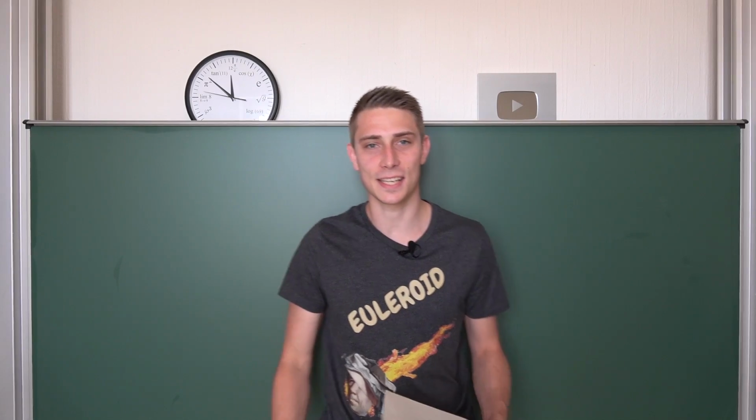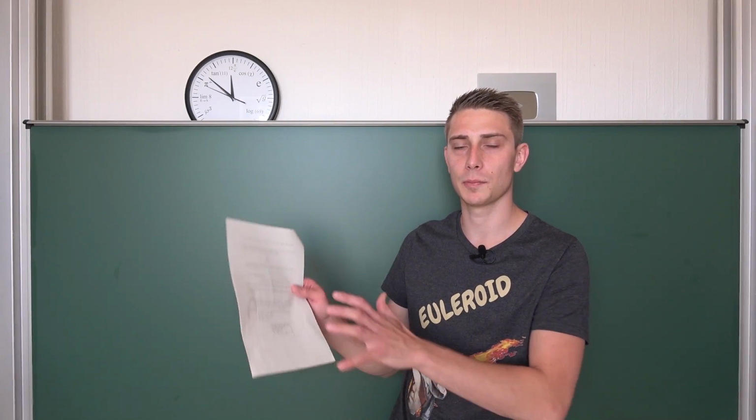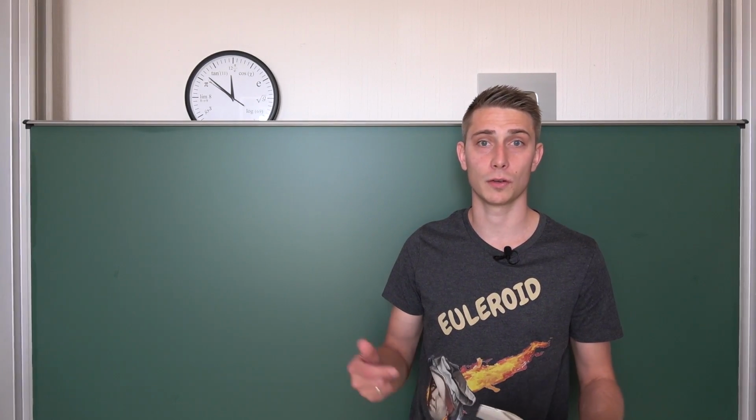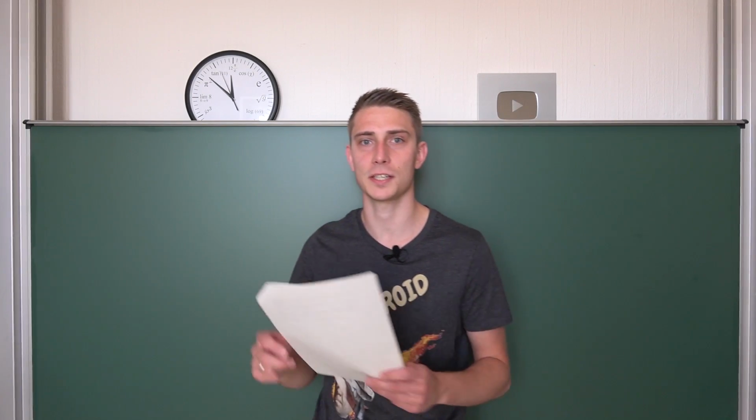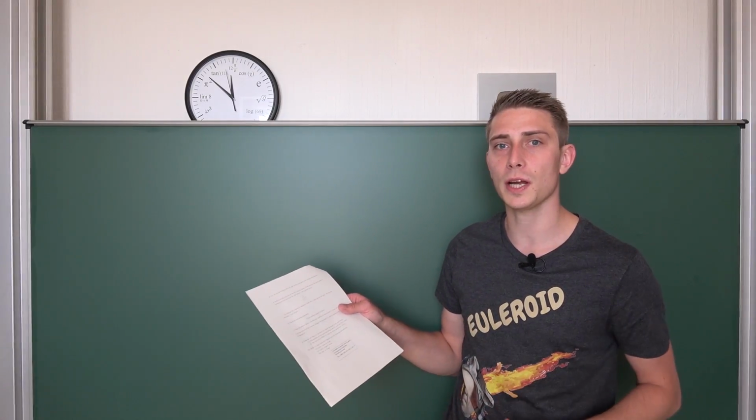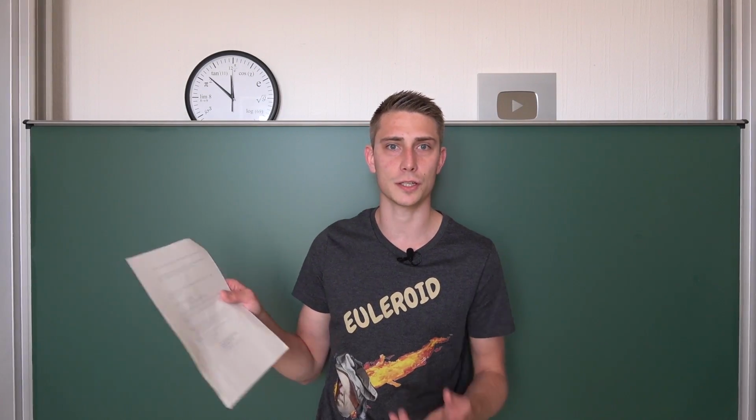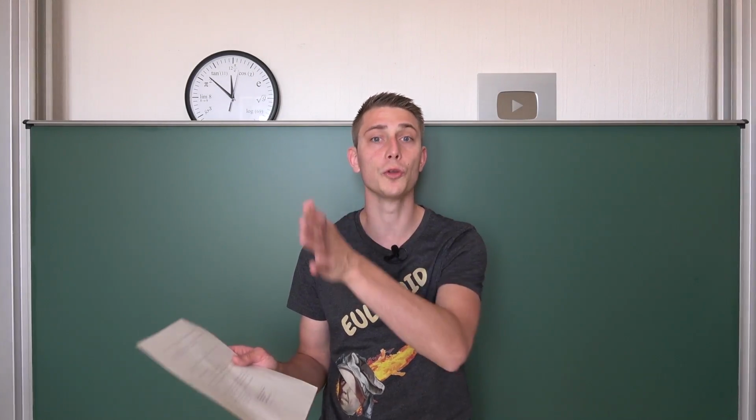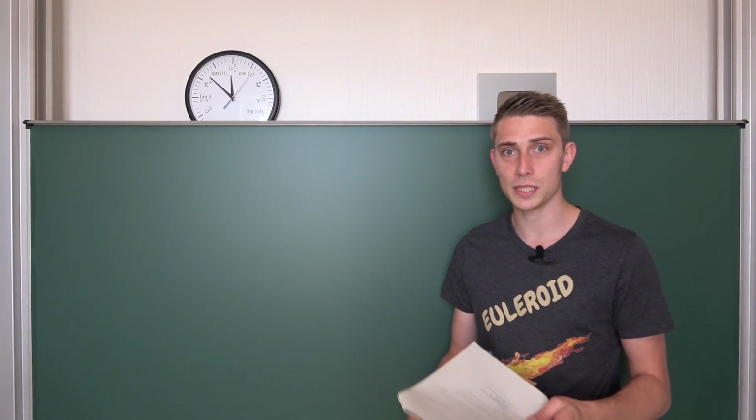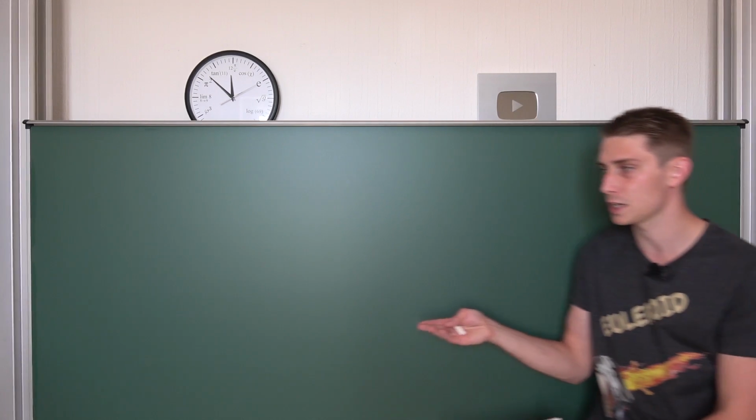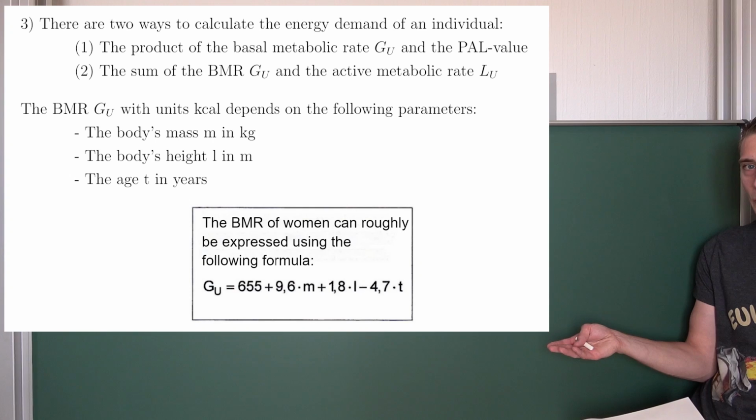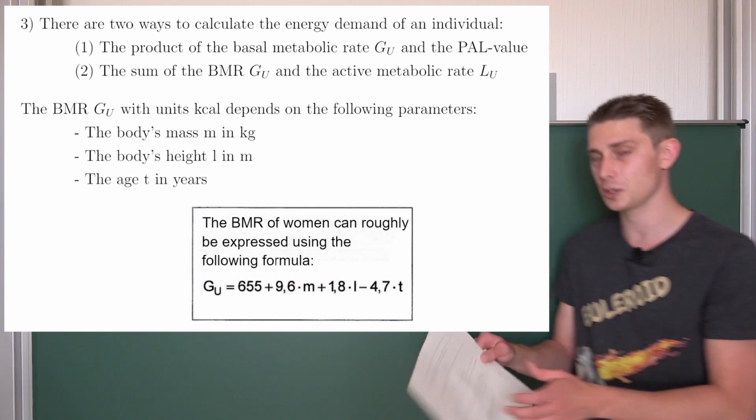Alright, for the last exercise we are going to work a tiny little bit with the energy demand of a human individual and with the basal metabolic rate and stuff like this. Do not wonder why the basal metabolic rate is called GU. Here it's just because of the German word Grundumsatz, GU. Yes, that's the only reason. Here is the explanation for the start of the exercise. Look into it, and after you're done reading, we're going to go ahead and get started, which is now.